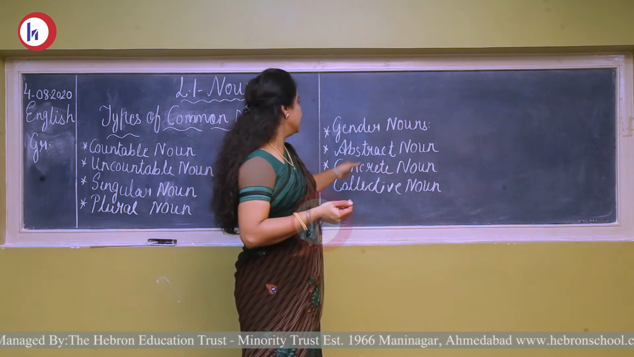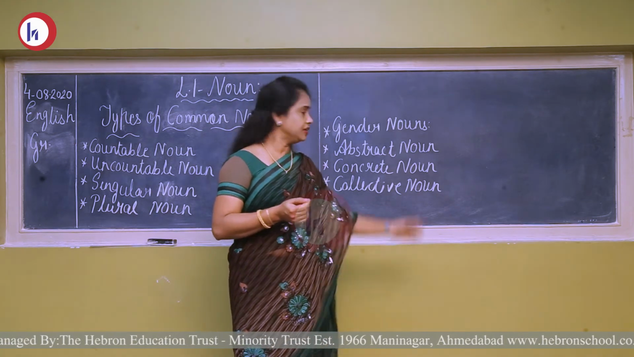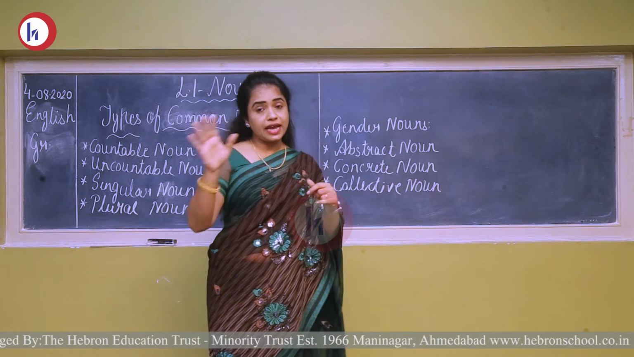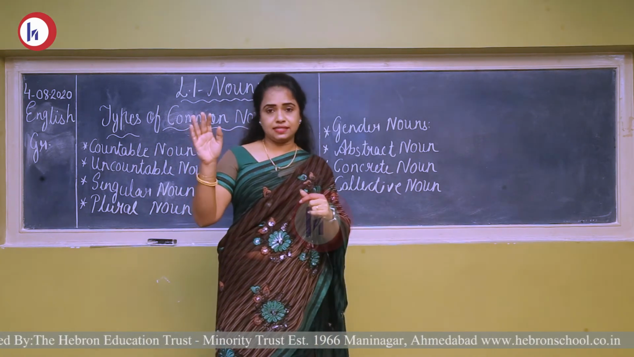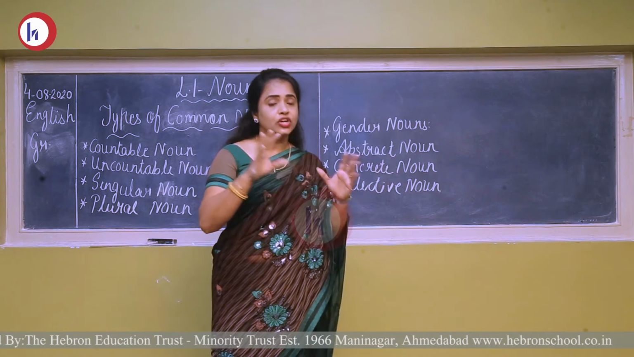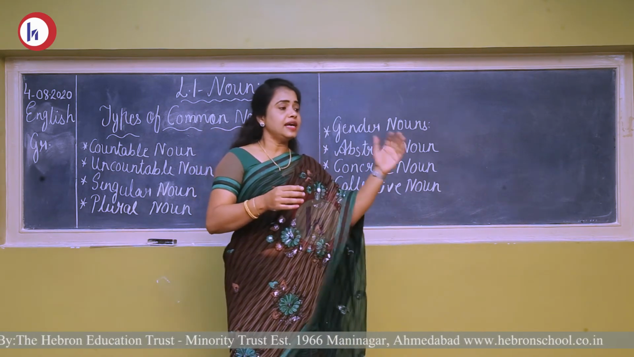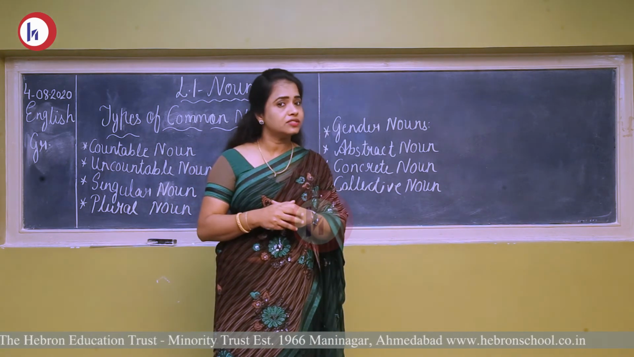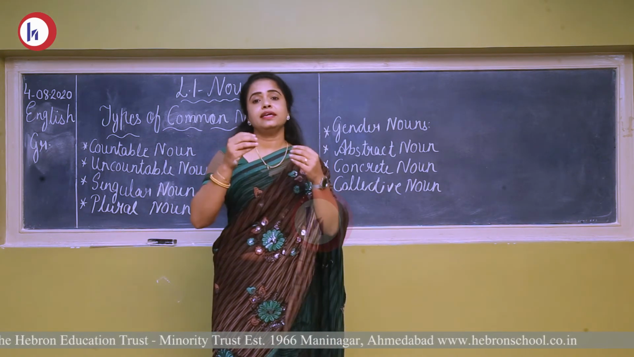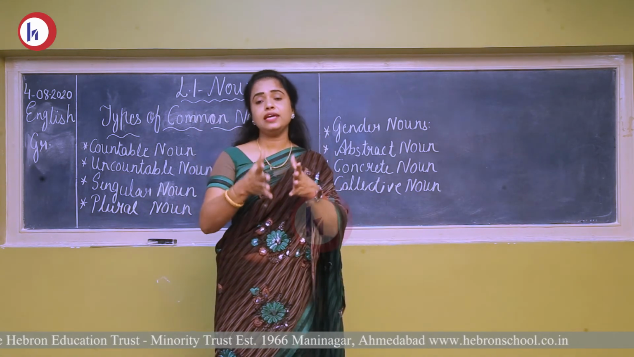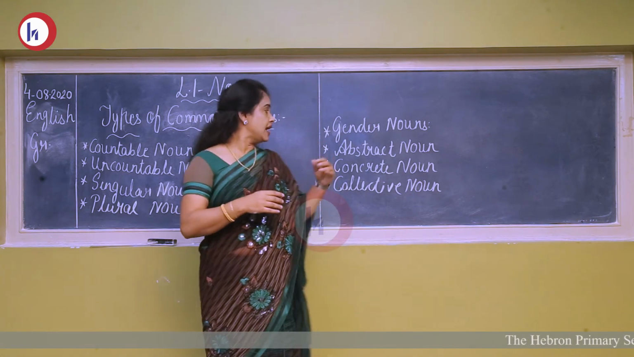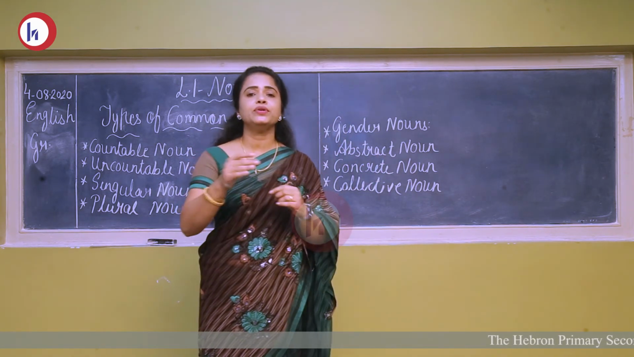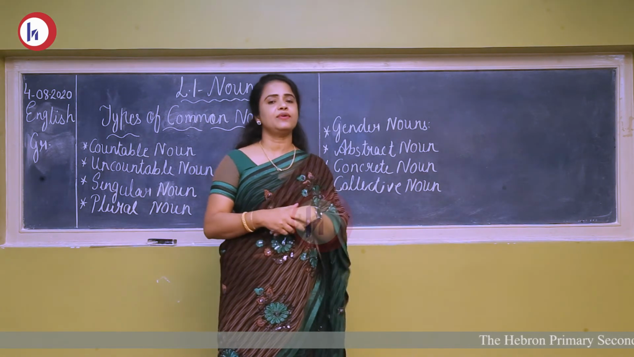Okay. Then coming to the concrete noun. Concrete noun is just the opposite of this abstract noun. That is, it can be identified by your senses. You can see, you can touch, you can feel. So I can see a chair, I can see a table. For example, if I take an orange, I can taste, I can touch, I can smell. So that is the concrete noun, the noun that can be identified by your five senses.